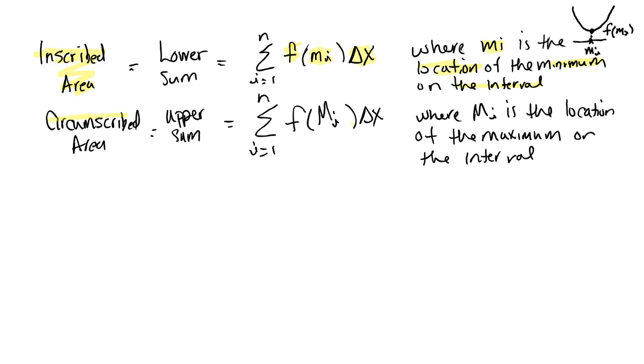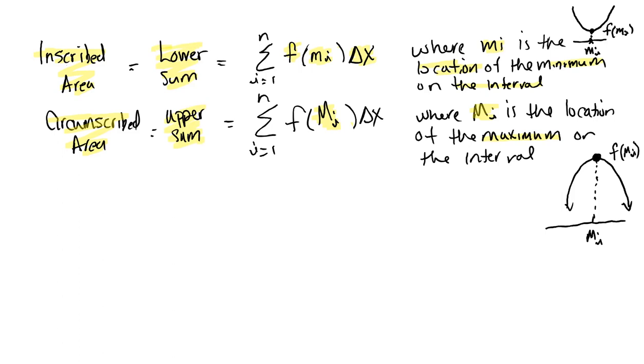For the circumscribed area, instead of using an endpoint, we have a capital Mi, and that capital Mi is the location of the maximum on that interval. So if we had a graph like this with a maximum value on it, that's f of capital Mi. If we go down to our x-axis, that would be capital Mi. We're going to call these the lower sum for the inscribed area and the upper sum.